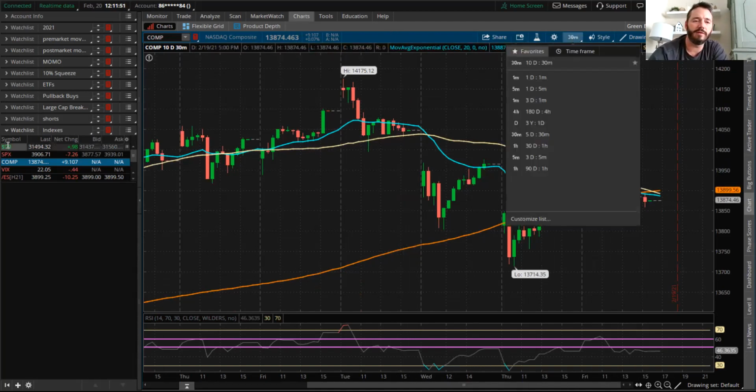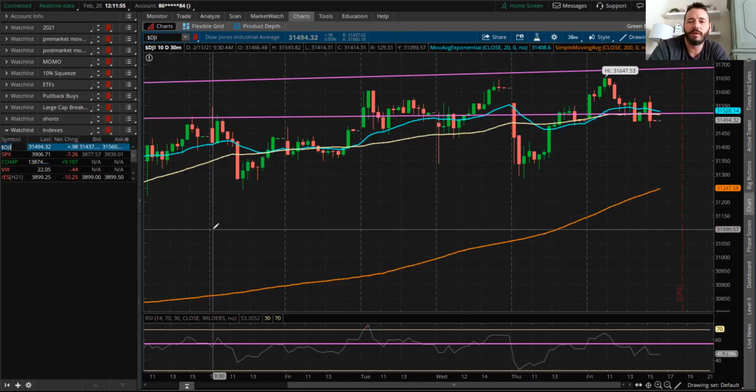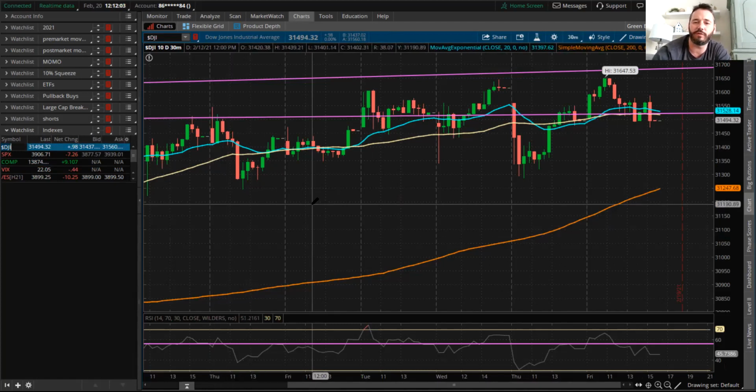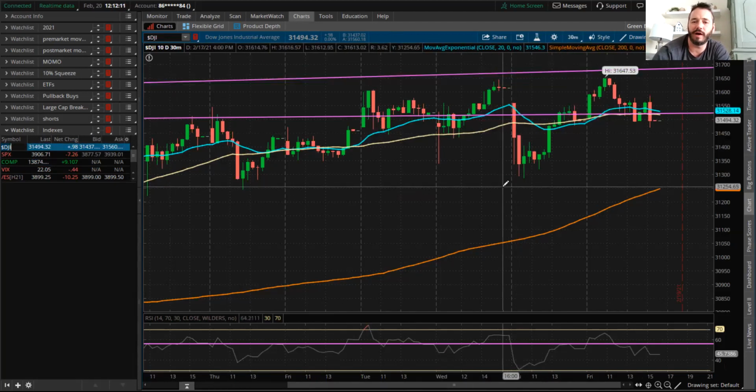Let's look at the Dow. The Dow 10-day. What does this look like to you guys? This looks much different than the tech stocks, right? This is the Dow Industrial. This is in a very specific trading range, which is a sideways trading range for the last 10 days.